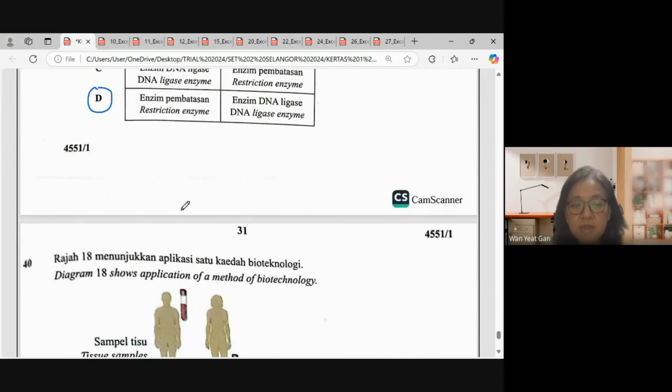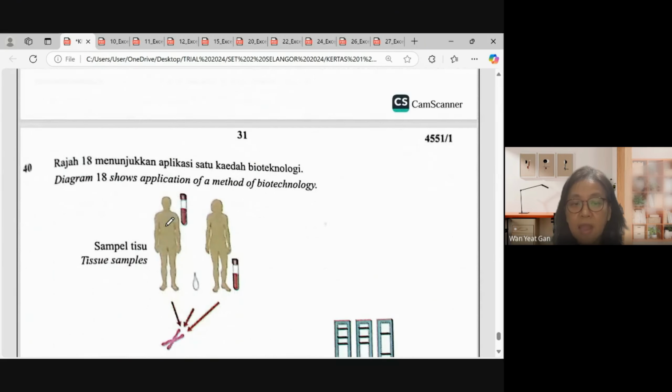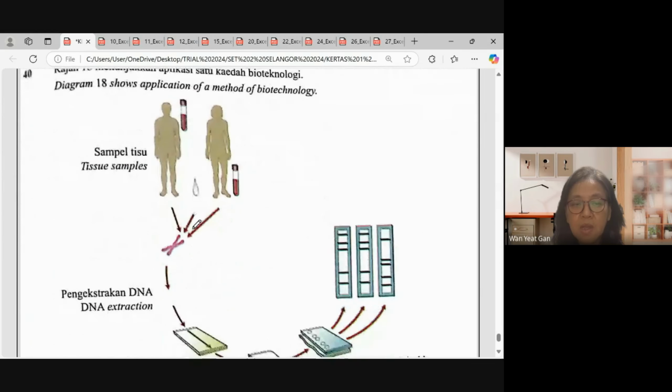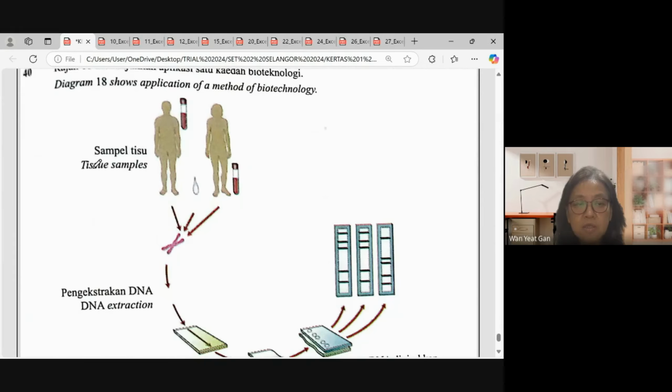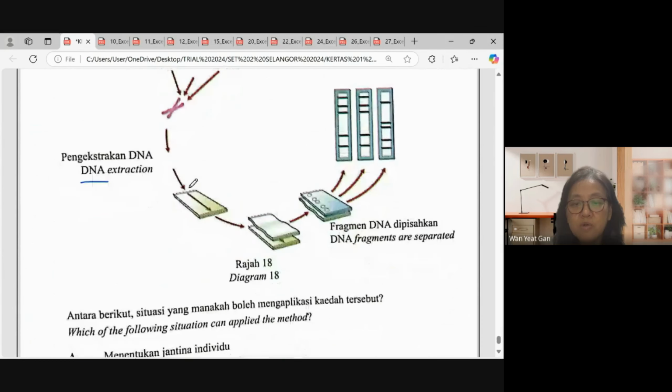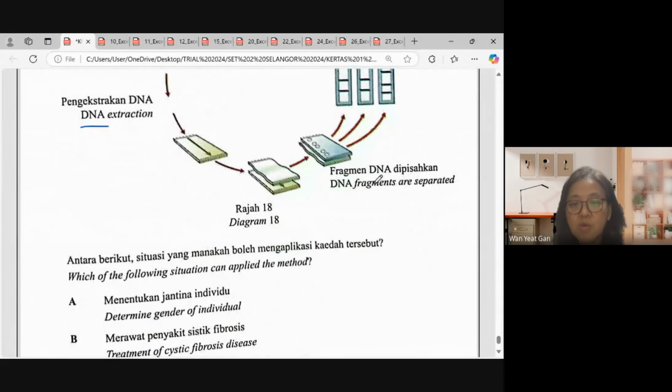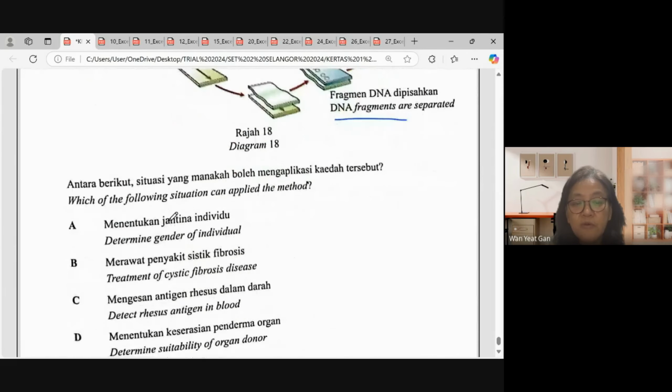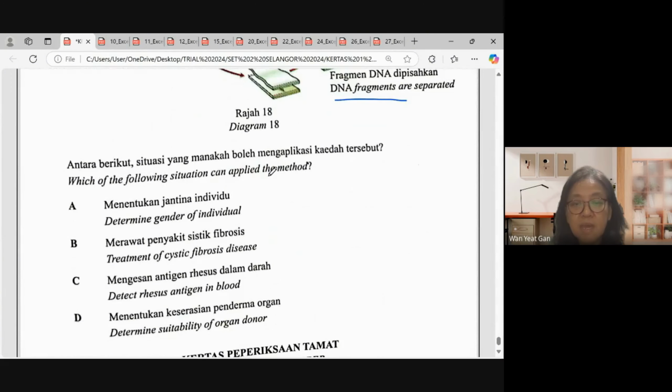Question 40. Diagram 18 shows the application of a method of biotechnology. The tissue sample is extracted, and then we extract the DNA, and then we go through a series of steps to produce the DNA fragments. Which of the following situations can apply the method?